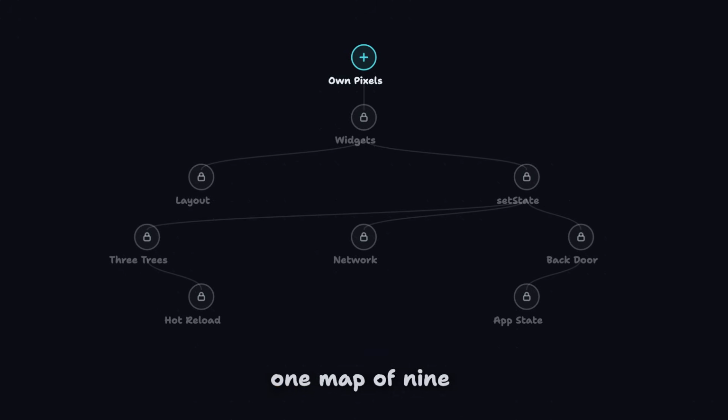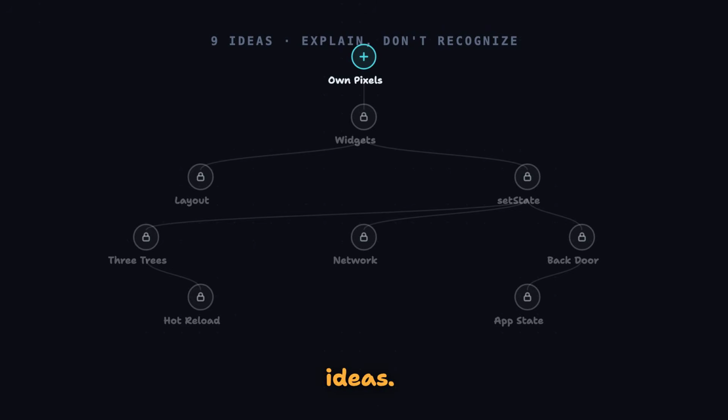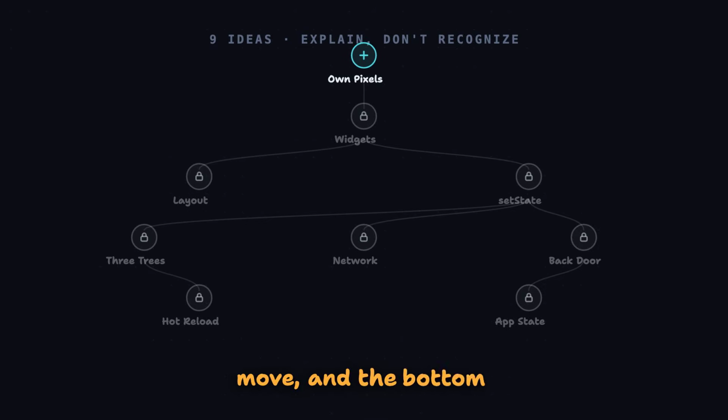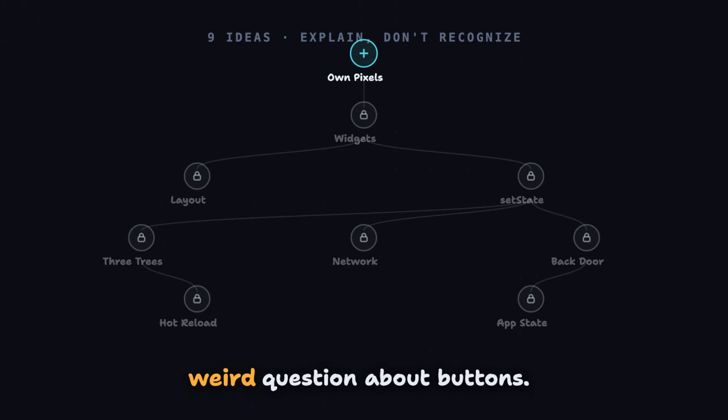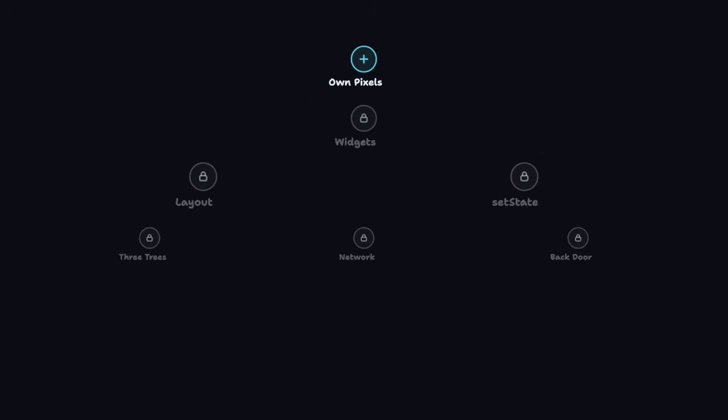This is Flutter as one map of 9 ideas. The top rows draw a screen, while the middle rows make it move, and the bottom rows are how a real app holds its state. We start exactly where Maya started, with a weird question about buttons.